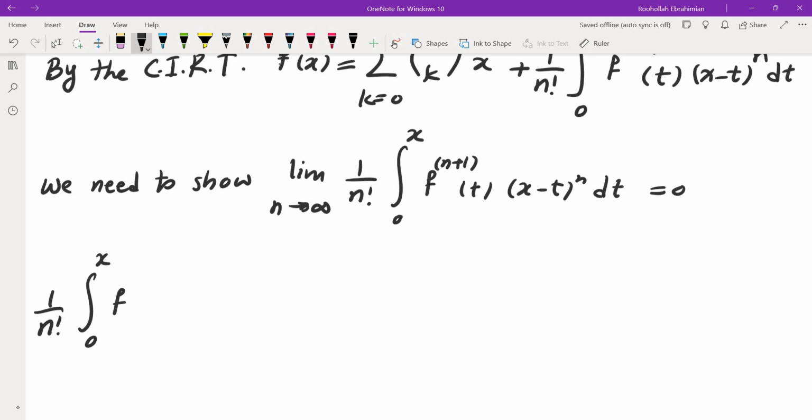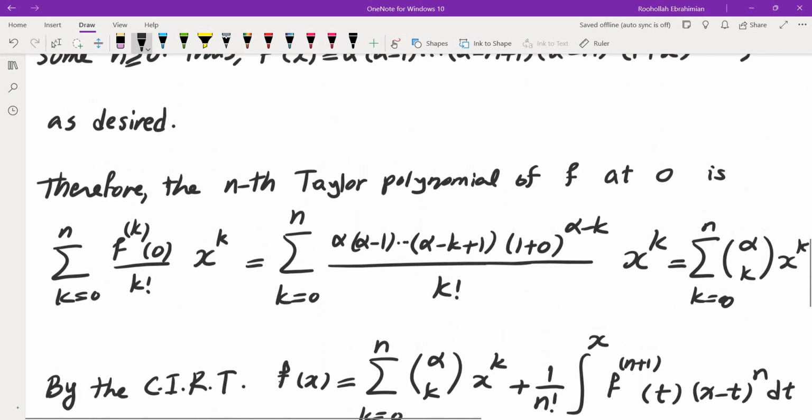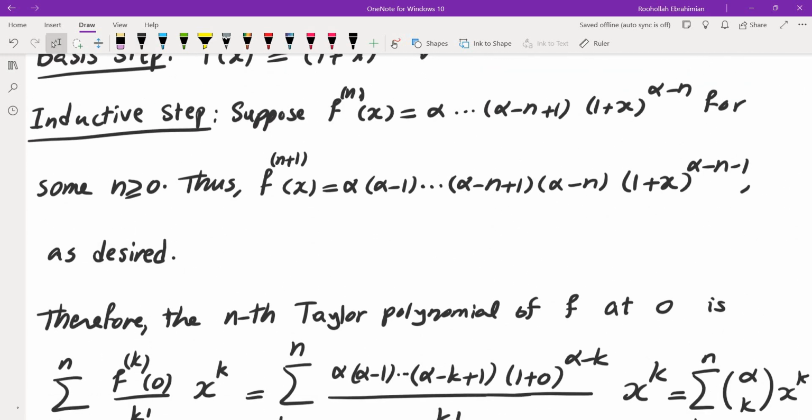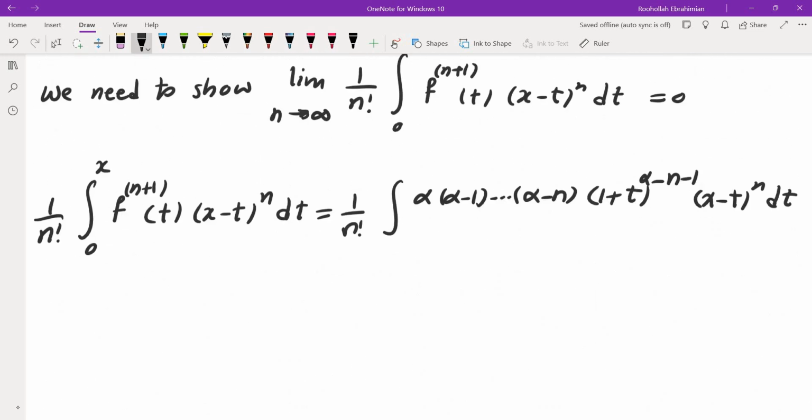f^(n+1), I'm going to write it down and then I'll evaluate that. So f^(n+1) is α(α−1) all the way to (α−n) times (1+t)^(α−n−1) times (x−t)^n dt. If we go back and look at the formula that we found for f^(n), we get exactly that. There's an α here that I missed, but otherwise that's fine.